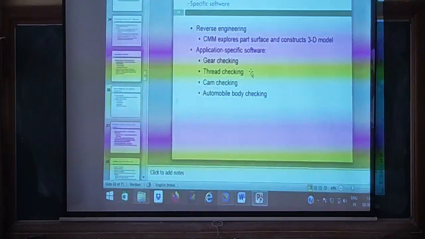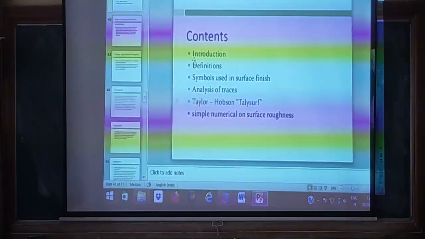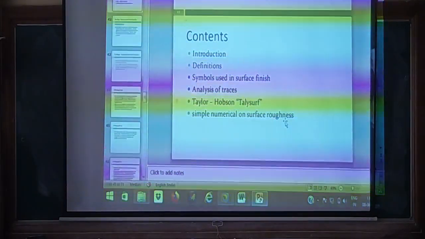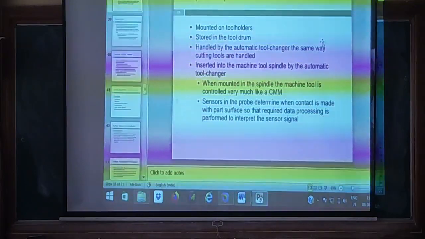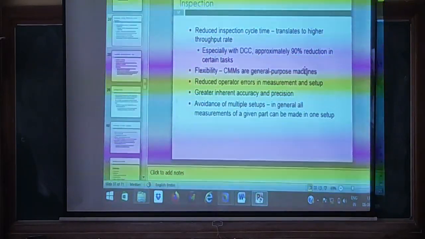In the surface roughness content, we are still in the introduction and definitions of Ra, Rq, Rz. Next we will see which types of symbols are used for surface finish, the analysis of tracing, and Taylor Hobson's Talysurf, along with simple numericals on surface roughness. Some numericals are there, but if they are in the book syllabus, then I will explain those things.